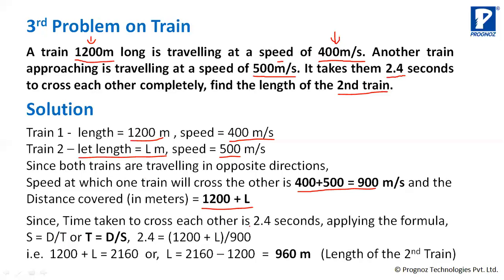Since the time taken to cross each other is 2.4 seconds, applying the formula S is equal to D by T, or T is equal to D by S, meaning time is equal to distance upon speed: 2.4 seconds is equal to 1200 plus L, which is the distance, divided by 900 meters per second, which is your speed. Solving this, you finally get that L is equal to 960 meters, and L is the length of the second train. So the length of the second train is 960 meters.